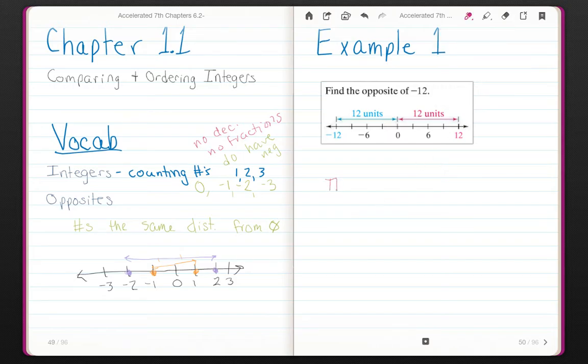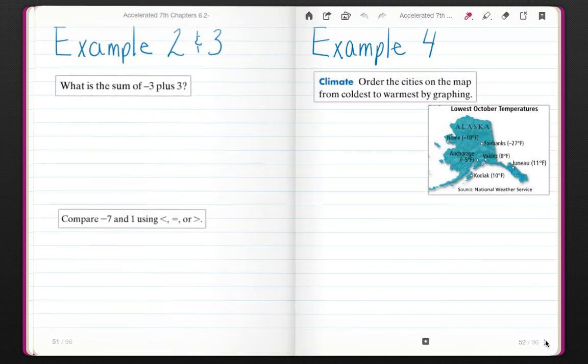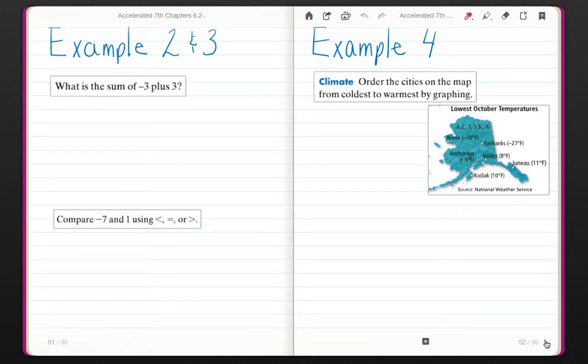So in example 1, find the opposite of -12. The opposite of -12 is 12. They are both the same distance away from 0. Okay, example 2 and then example 3.